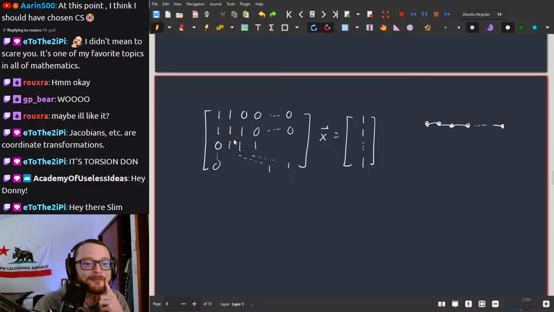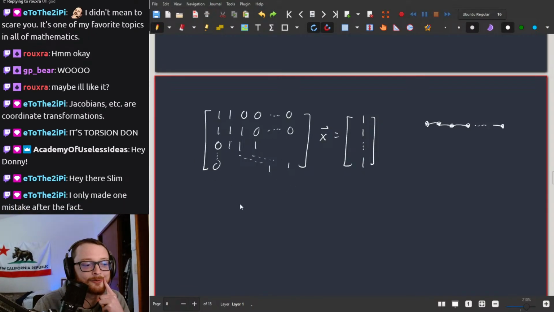I guess this matrix, it's symmetric. We're guaranteed to have ones on these three diagonals, and we may or may not have ones on the other diagonals.